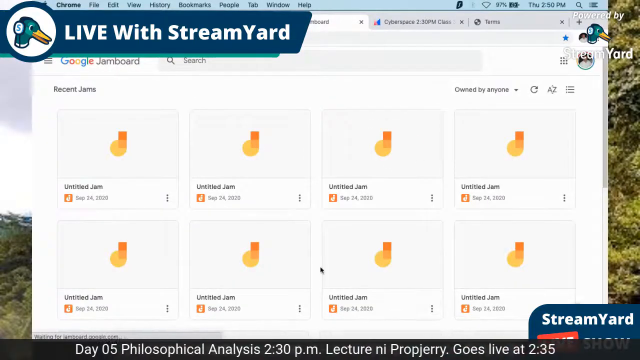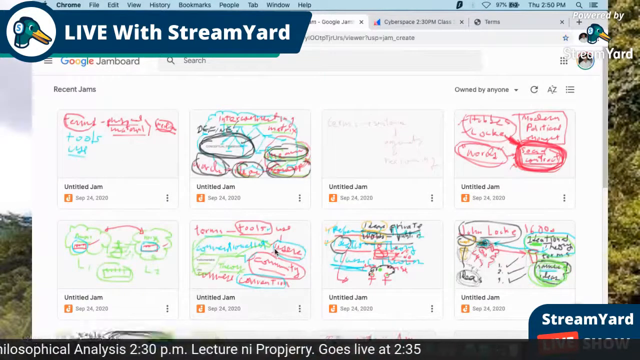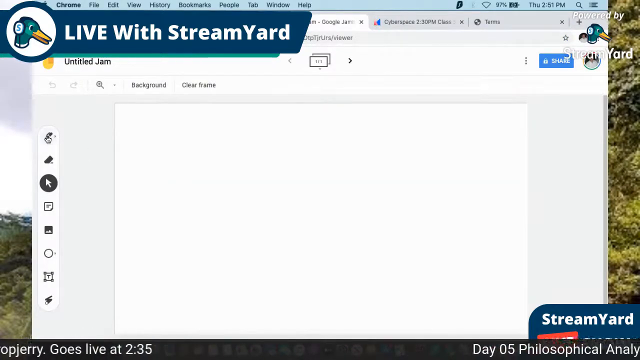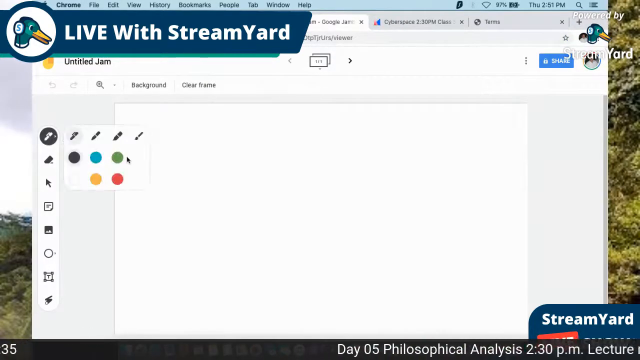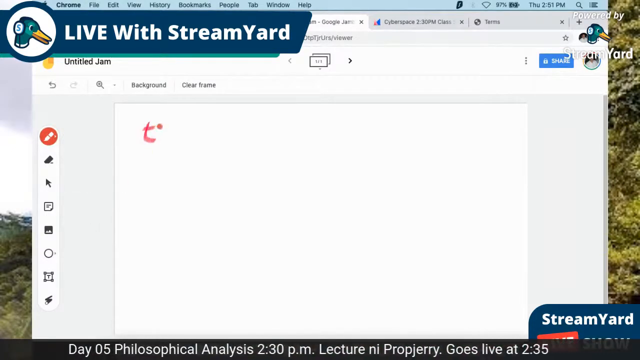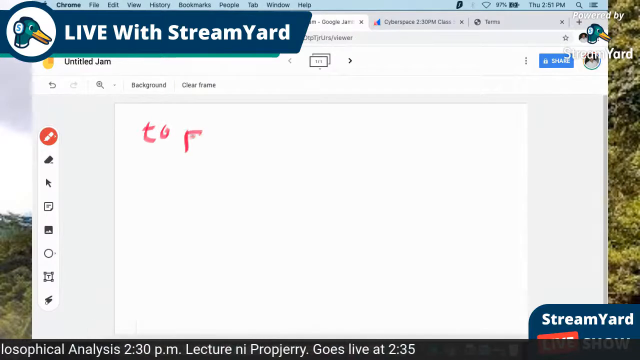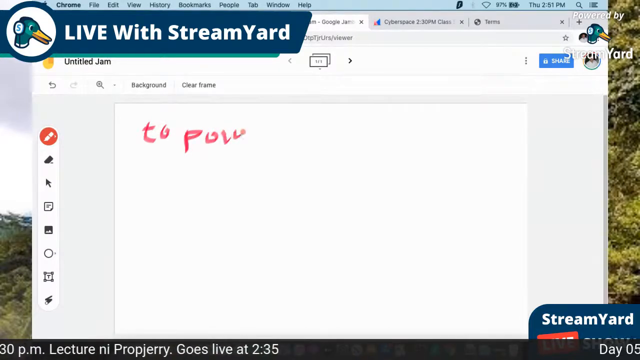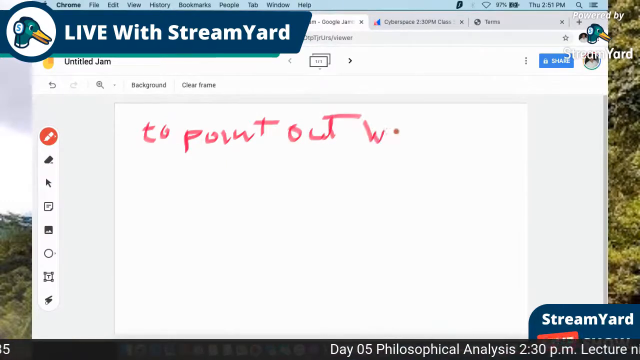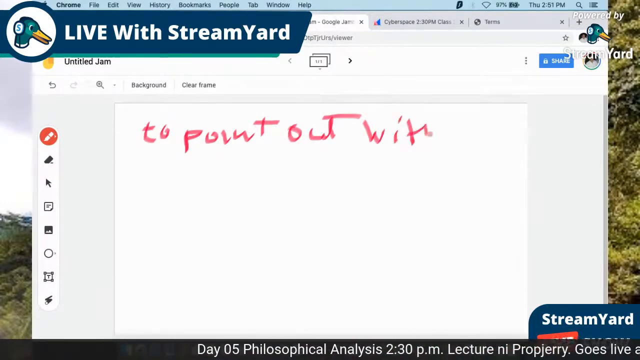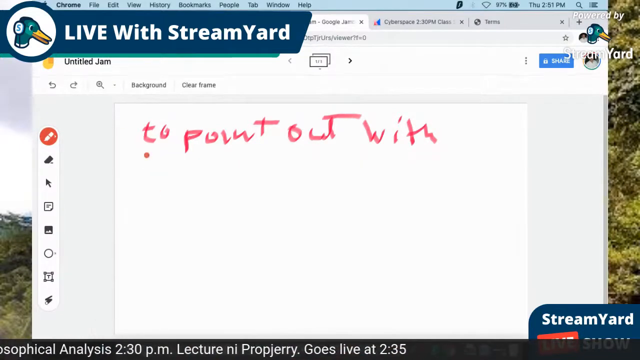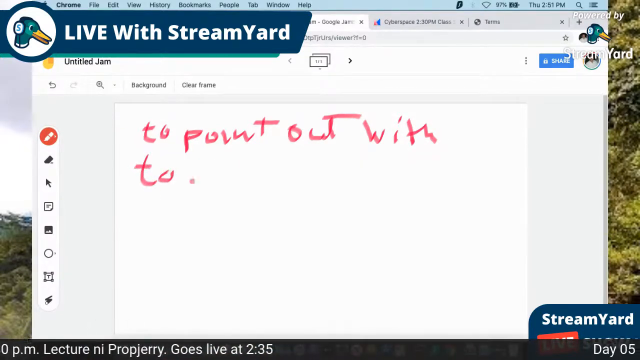So, we have an answer. What's our answer? Well, we use terms to point out. What do we use terms for? We use terms to point out with. Another way of saying that, we use terms to identify with.